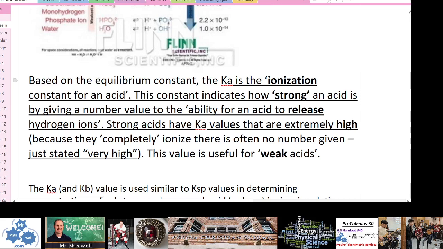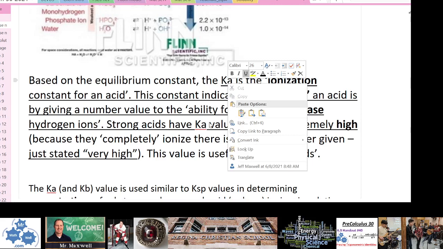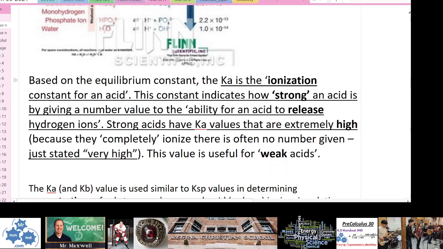Based on the equilibrium constant that we've learned about before, the Keq, the Ka is the ionization constant for an acid. This constant indicates how strong an acid is by giving a number value to the ability for an acid to release hydrogen ions. Okay, the ionization constant tells you how strong an acid is by giving a number to the ability for the acid to release hydrogen ions. If the number is very high, it releases quite readily and completely. Very low, it's very reluctant to give up its hydrogen ions.